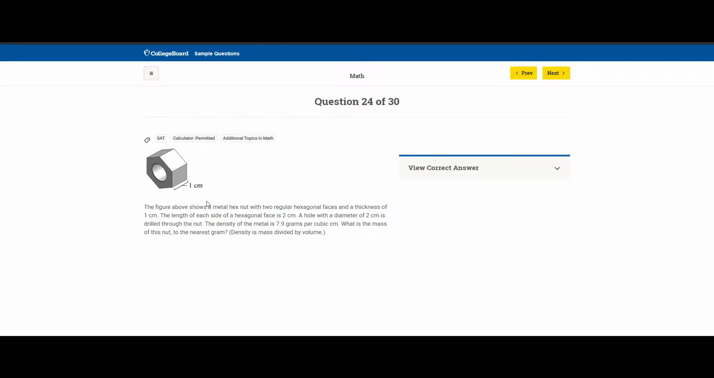Okay. The figure above shows a metal hex nut with two regular hexagonal faces and a thickness of 1 centimeter. The length of each side of a hexagonal face is 2 centimeters. Hole density. What is the mass of this nut to the nearest gram? Oh man, this one might not be fun.